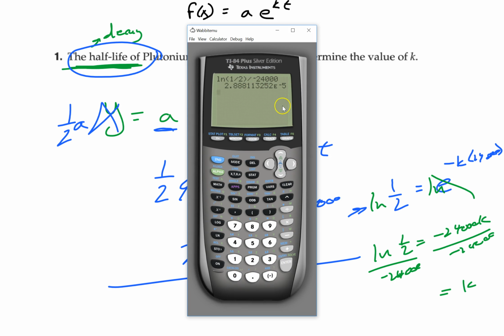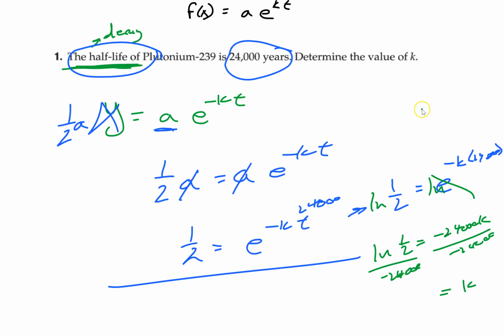What's this notation? That's exponential notation. See how it's 2.888, e to the negative 5? That's like saying times 10 to the negative 5. So 2.89 times 10 to the negative 5. That's exponential notation. You could leave it like that, or if you want, you can move the decimal over 5 spots and get 0.0000289. That's the decay rate of plutonium. So that's how that works.